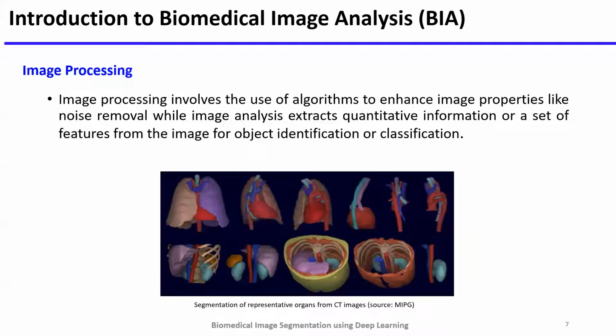On the other hand, image processing involves the use of algorithms to enhance image properties, like noise removal, enhancing certain quantitative information, or enhancing certain sets of features from the image for object identification or classification purposes.